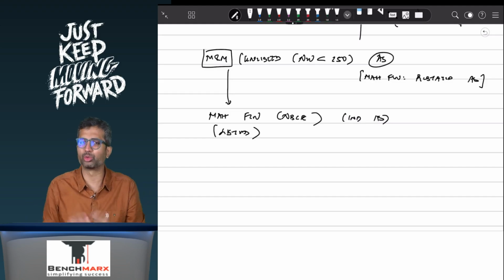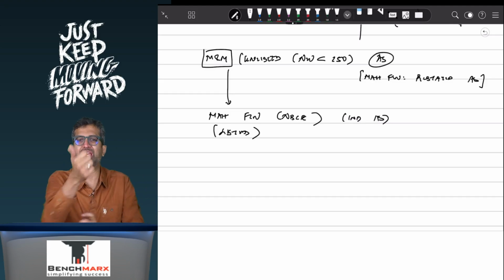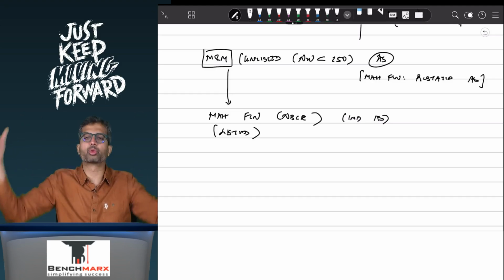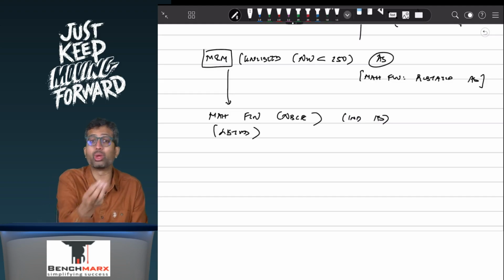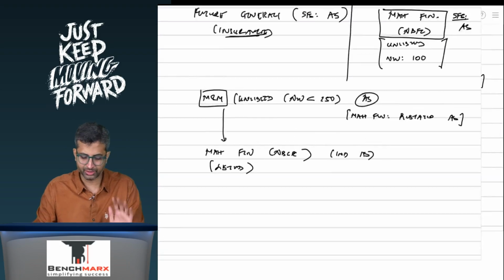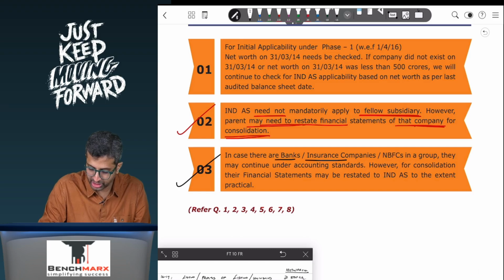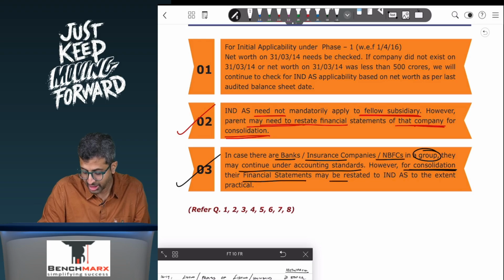Having said that, from an exam perspective, all of these can come possibly for an MCQ. Usually the institute will not ask you descriptive questions, but when we look at MCQs, the institute wants to ask you such twisted things. Generally in a descriptive question, general law comes. In an MCQ, exceptions, provisos, etc. do end up coming, and hence we cover this. So at the end, in case there are banks, insurance companies or NBFCs in a group, they may continue under accounting standards. However, for consolidation, the financial statements may be restated to Ind AS to the extent practical.